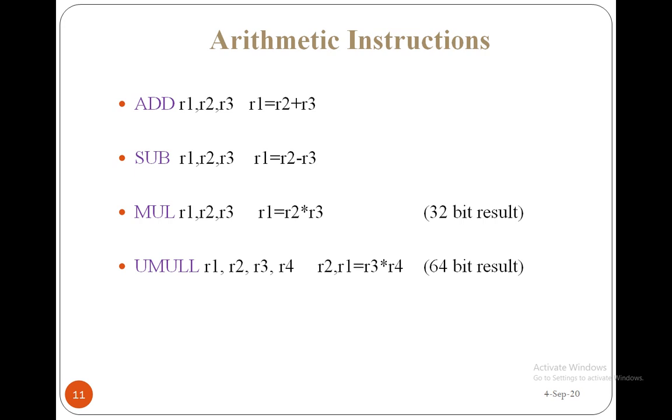the 64-bit result. That's why here umull is for long multiplications, unsigned multiplications, and r1 and r2 are the two registers to store the 64-bit result, and the contents are r3 and r4. R3 and r4 are the two data here. So this is about the instructions.